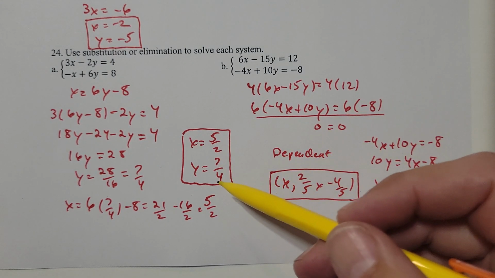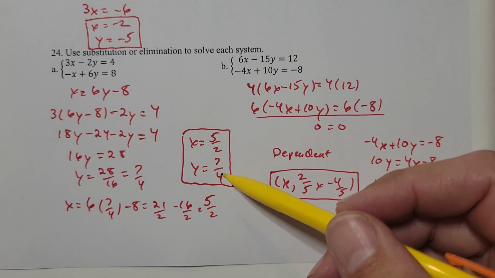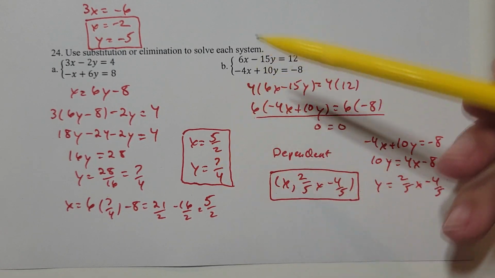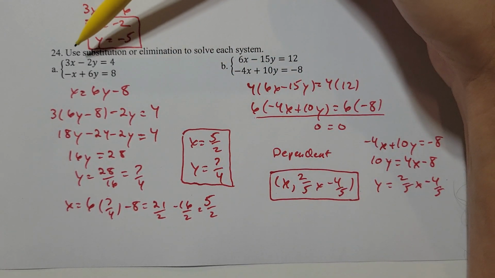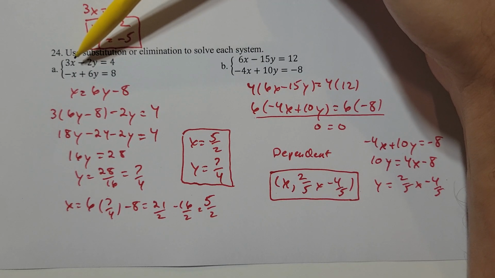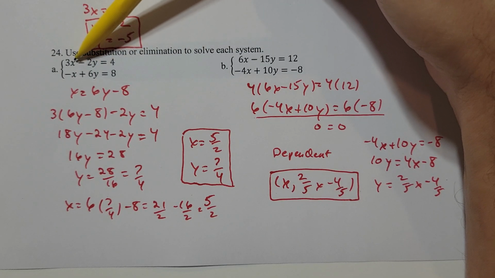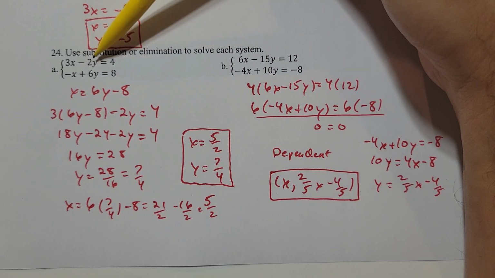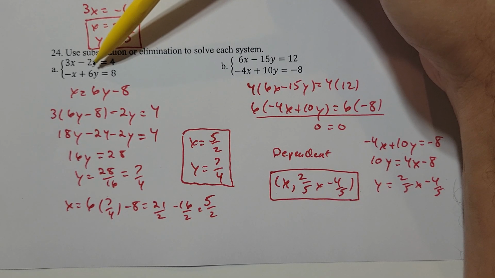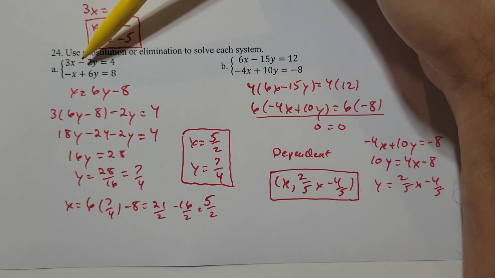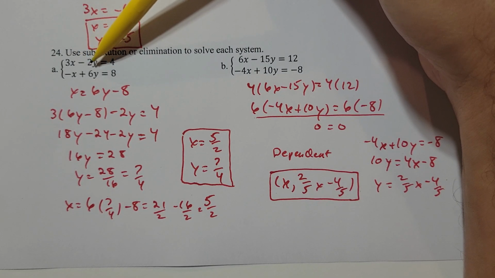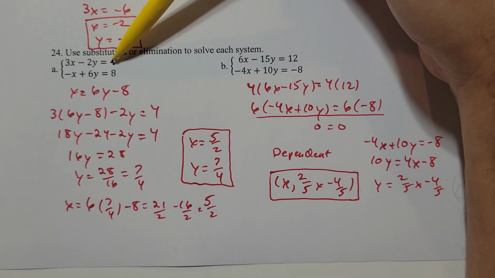Of course, I can check this, right? So I check the answers. If I plug that back in the system, I have 15 halves minus 14 over 2. 14 over 2 is the same as 7 halves. 15 halves minus 7 halves is 8 halves, or 8 over 2, that's 4.